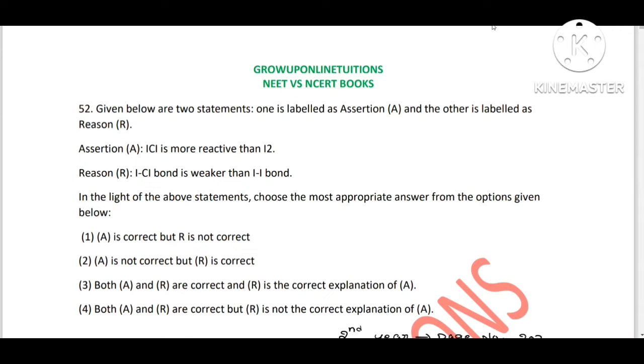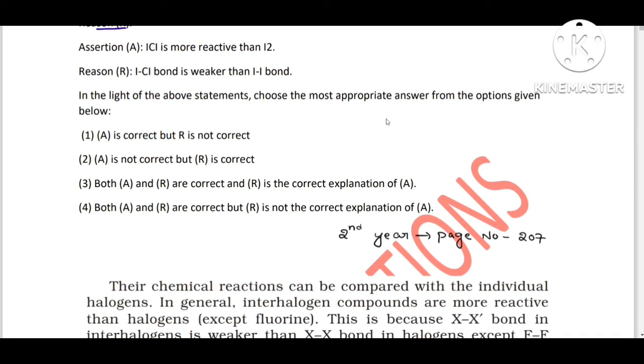Now let us discuss question 52. Given below are two statements. One is labeled as an assertion and the other is labeled as a reason. Okay, now let us see the assertion. ICl is more reactive than I2. And the reason is that the I–Cl bond is weaker than the I–I bond.